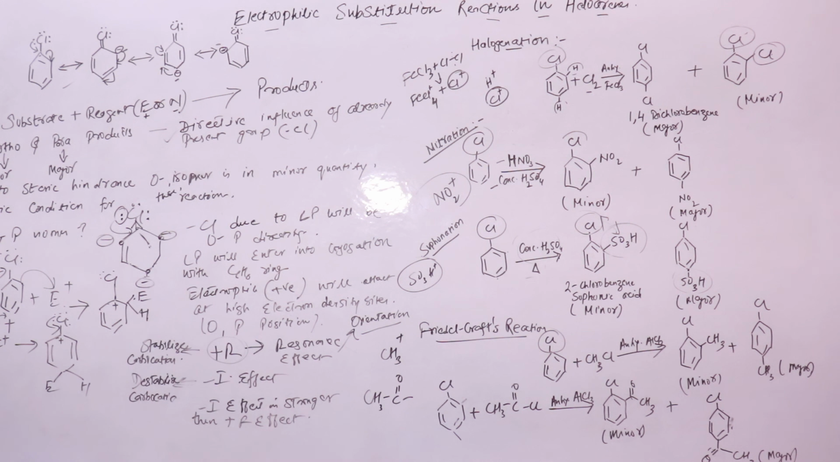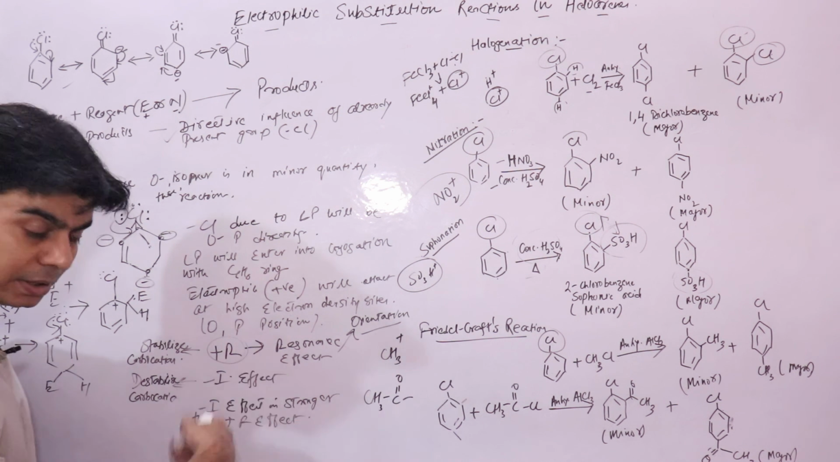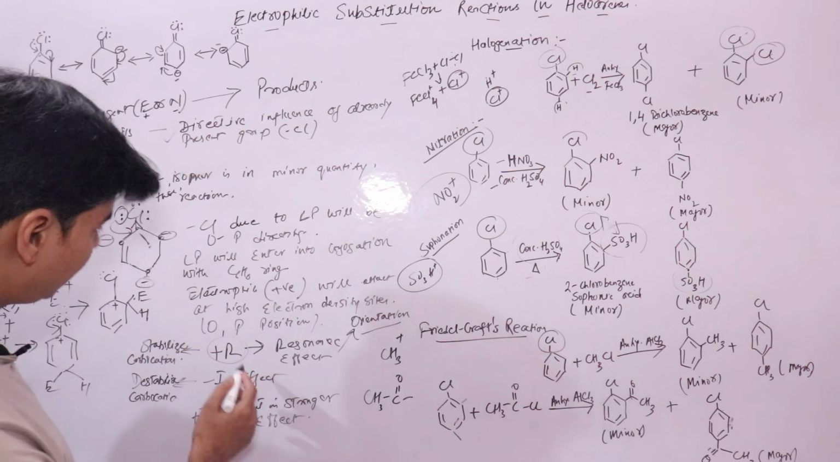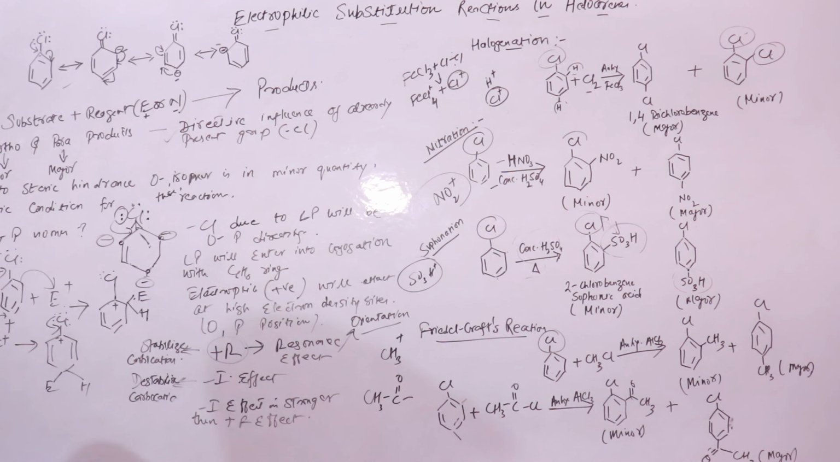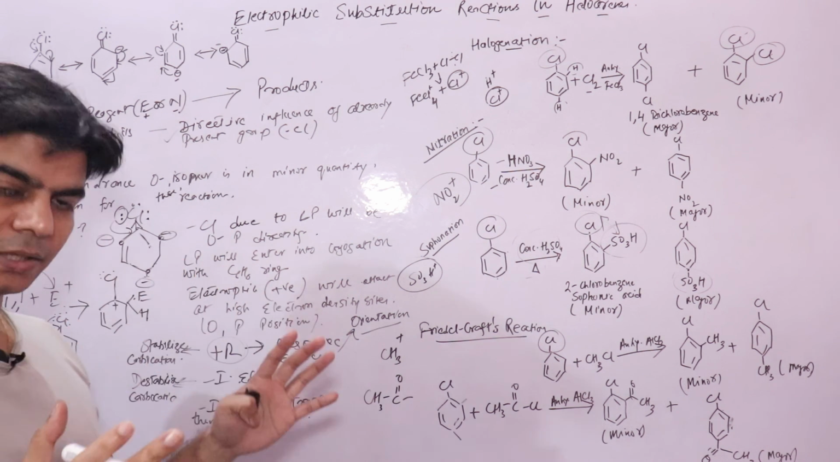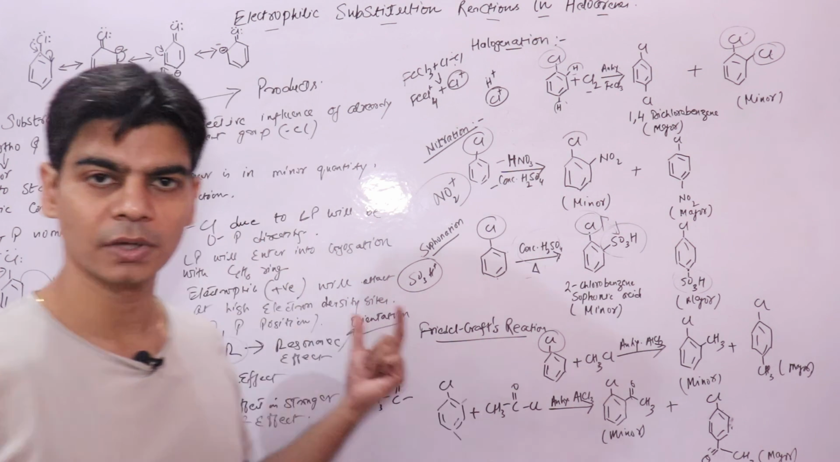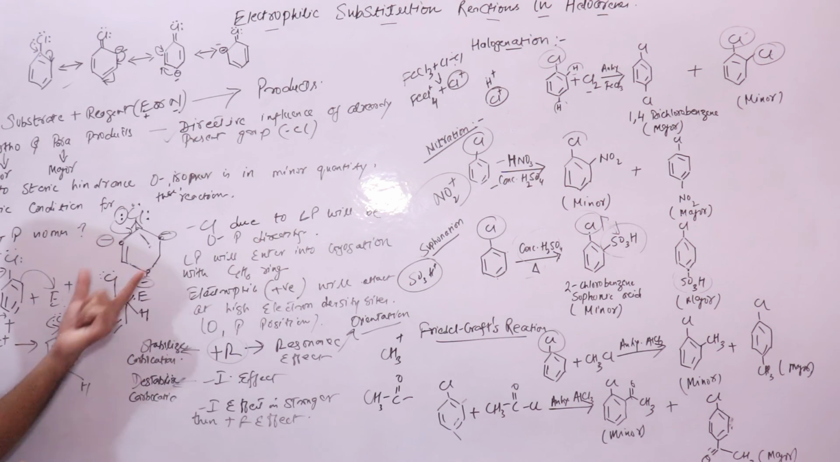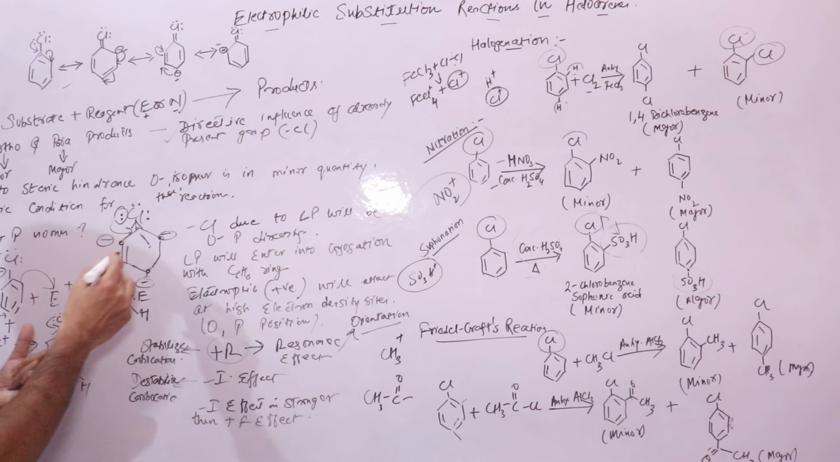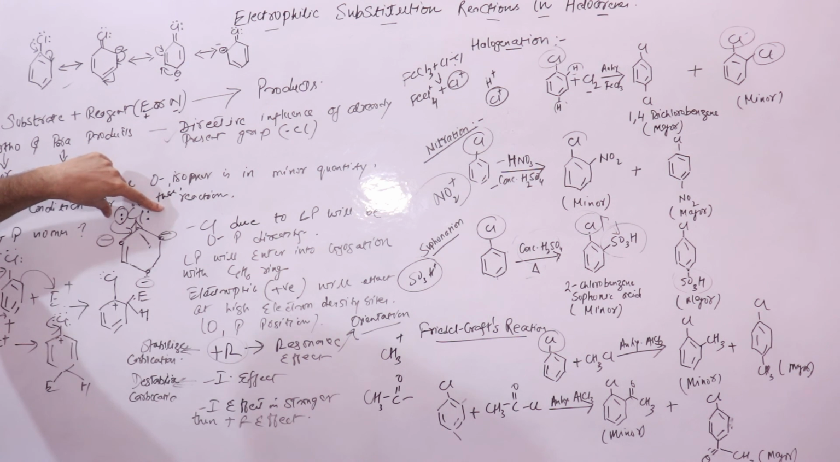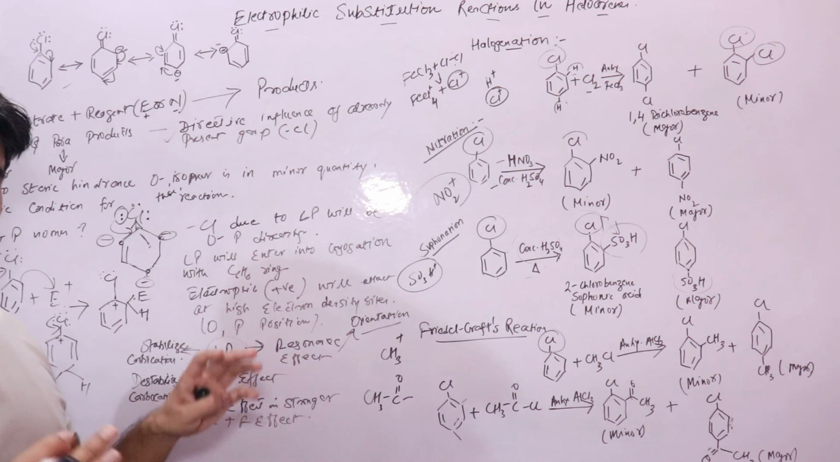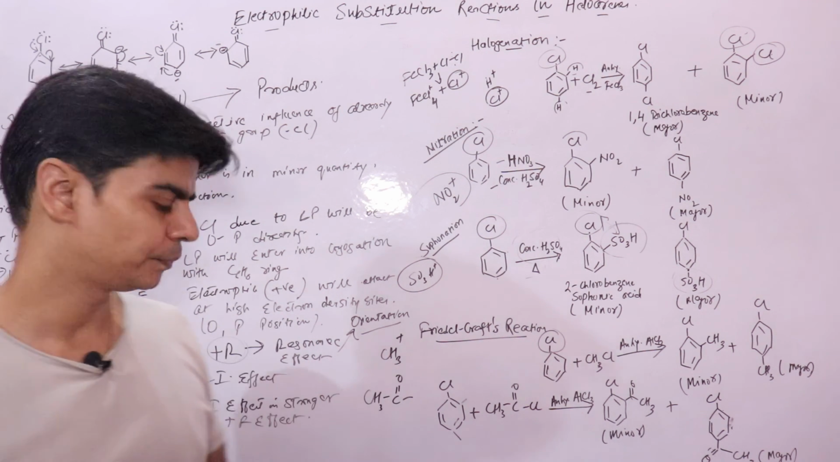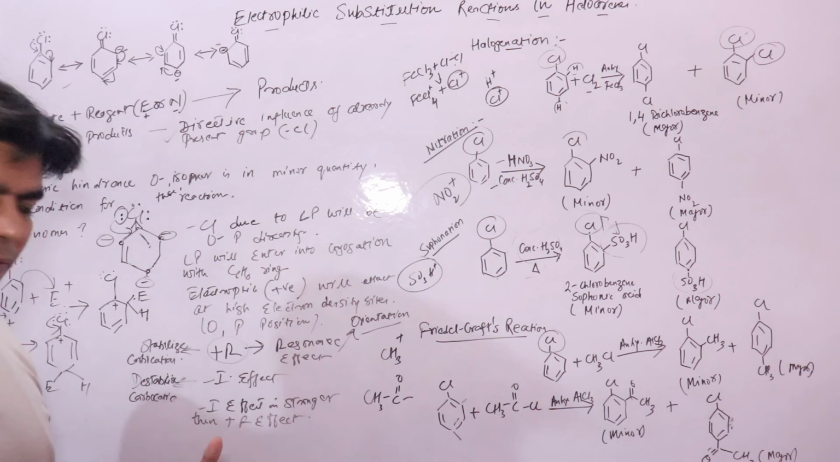Remember this, minus I effect is stronger than the plus R effect, due to which there is net deactivation, right. When we say the electrons are withdrawn from the benzene ring, that means deactivation of the ring is taking place, because we know that this ring is activated, or negative, because it has a high electron density. So when any group present on the benzene ring withdraws electrons, that means it is deactivating the ring. So here minus I effect is deactivating the ring.